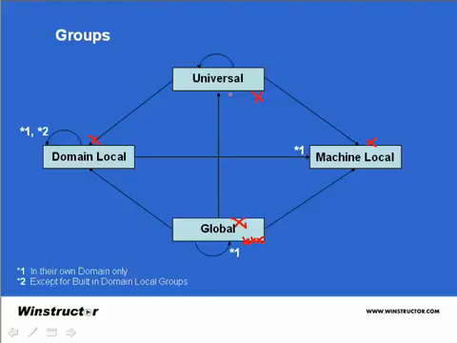When working with universal groups, it's best practice to assign users to global groups, and then the global group to a universal group, and then assign the universal group to the domain local group. But remember, to be able to create a universal group, your domain functional level must be at Windows 2000 Native or Windows Server 2003.